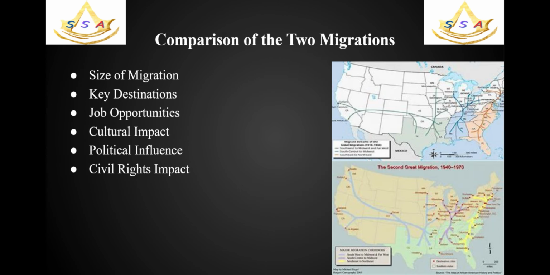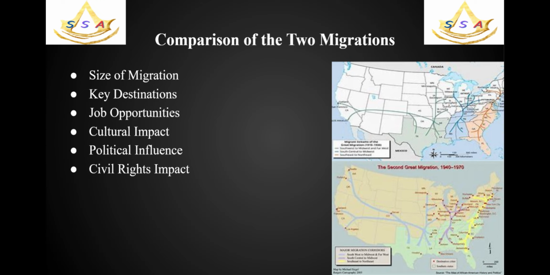So, generally speaking, when it comes to both migrations, the First Great Migration and the Second Great Migration, there is a lot of comparison and contrast between them. The first thing we want to dive into is these two distinct waves of African American migration to northern and western cities in the U.S. Both represent pivotal periods in the African American experience, reflecting the changing social, political, and economic conditions of the country.